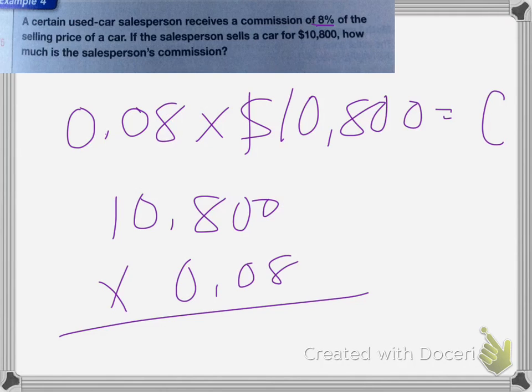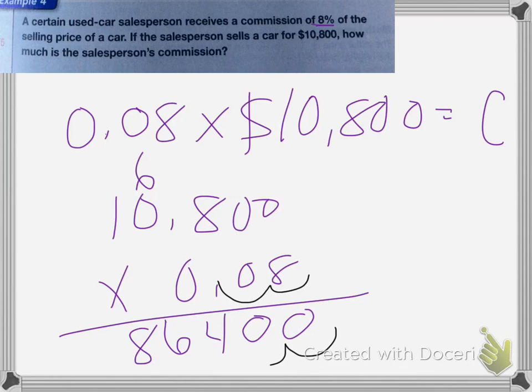Okay, 8 times 0, 0, 0. 8 times 8 is 64. Carry the 6. 8 times 0 is 0, plus 6 is 6. 8 times 1 is 8. Now we count the decimals. Oh, there's none on that one. So 1, 2 decimal places. So he got $864 for selling that car.